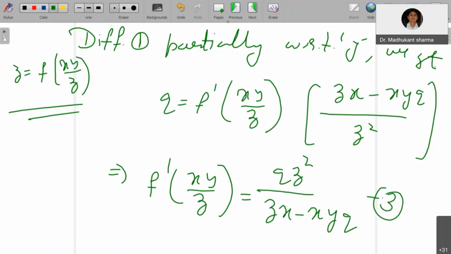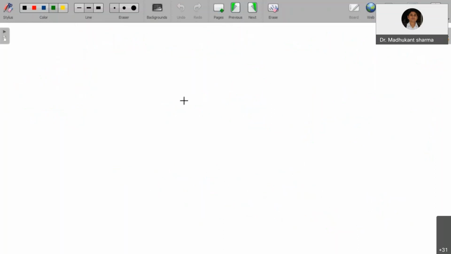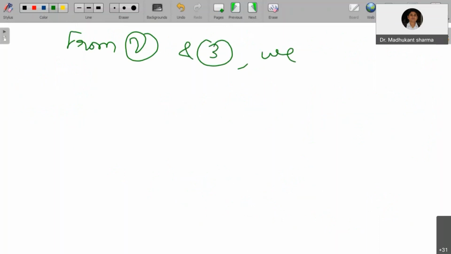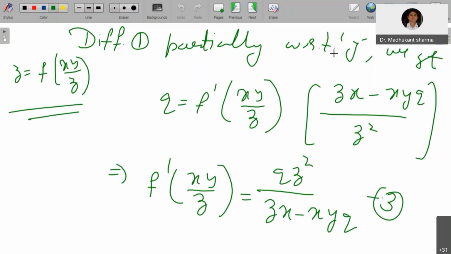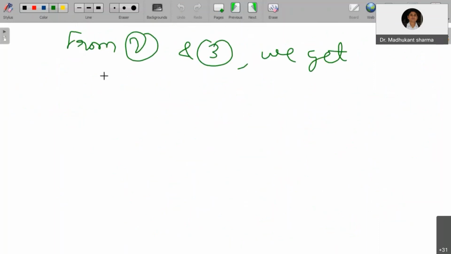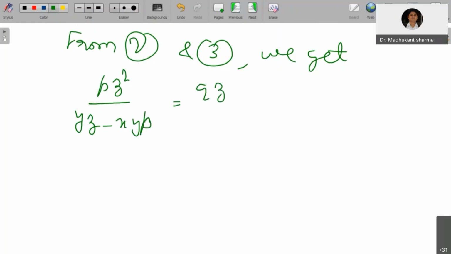Now from 2 and 3, we get pz square divided by yz minus x into yp is equal to qz square divided by xz minus x into y into q.